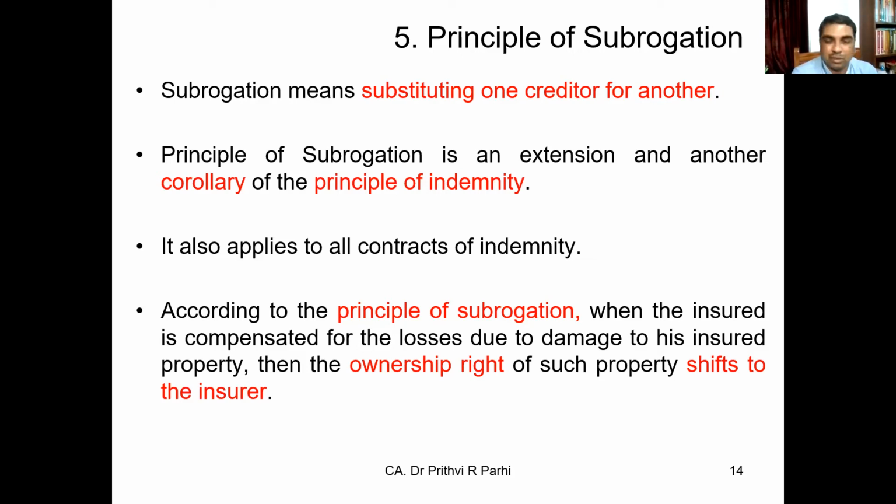Let us say vehicle lights are damaged. Maybe some insurance companies do not cover vehicle lights, but let us take an example. Vehicle lights are damaged, and the insurance company has replaced them with new lights. Now the insurance company has a right to recover your old lights. That is the principle of subrogation. That means the damaged property becomes the property of the insurance company.